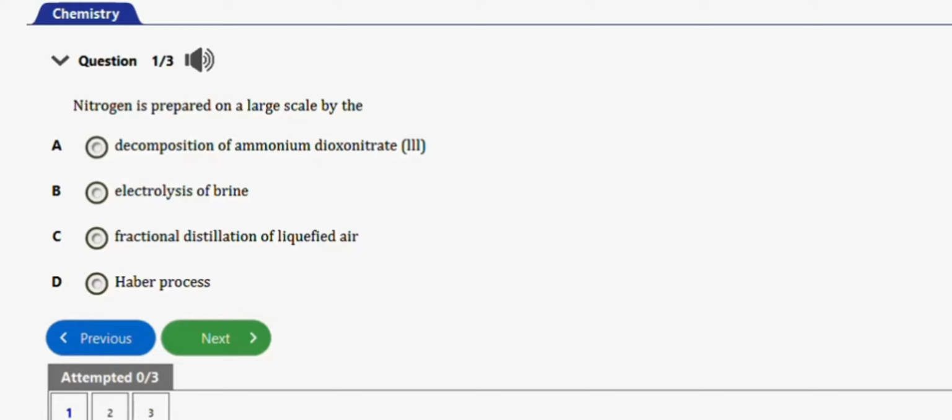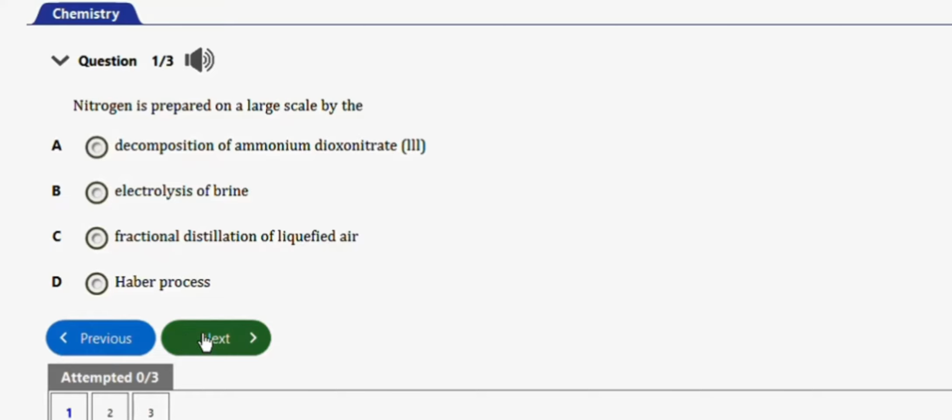The first question I have here says, nitrogen is prepared on a large scale by: we have the decomposition of ammonium nitrite, electrolysis of brine, fractional distillation of liquefied air, Haber process. So the right answer is option C, fractional distillation of liquefied air. So that's it for this question.